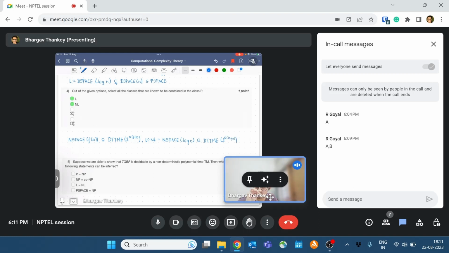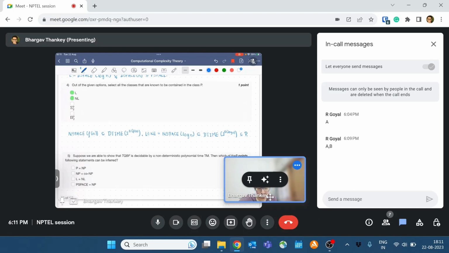So what is 2 to the order log n? It's some polynomial, right? Yes. So this is contained in, yeah, it doesn't matter whether it's n space or d space, both work. Is this fine? Okay, so then let's look at the next problem.